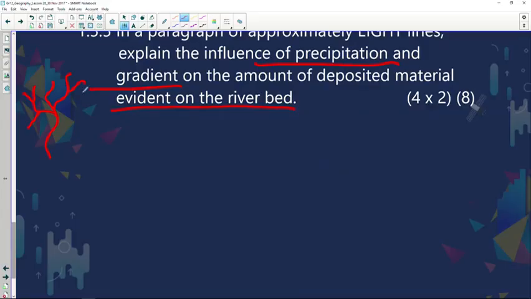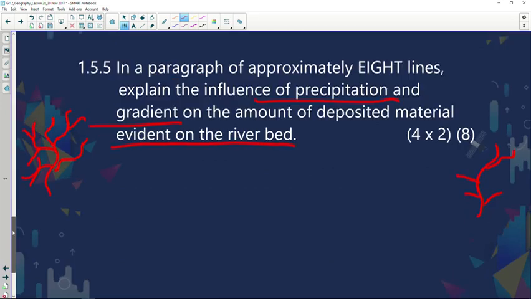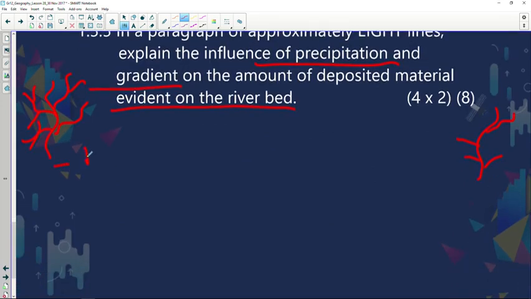Now just before I continue answering this question, when I refer to high density and low density, if this is a drainage basin, and it's got a lot of tributaries, we say it's a high density. If we have a drainage basin with only a few tributaries, we say it's a low density. But let's quickly go and look at the answers, and let's start with precipitation.